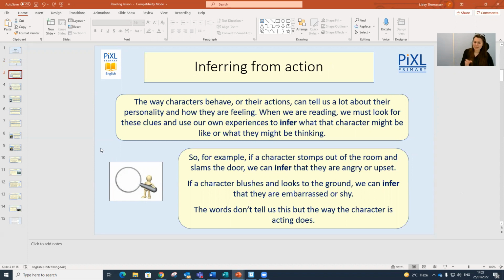So authors always tell us what characters are doing, their actions. It tells us about their personality and how they are feeling. So we infer what a character might like or what they might be thinking based on their action. So for example, if a character stomps out of the room and slams the door, we would infer that they were angry or upset. If the character blushes and looks at the ground, we can infer that they are embarrassed or shy. Words don't tell us this, but the way the character is acting does.